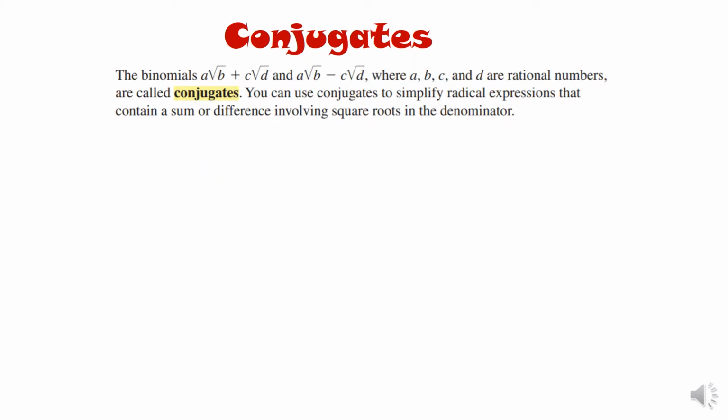But the binomials a square root of b plus c square root of d and a square root of b minus c square root of d are called conjugates. If you look at them, they're exactly the same except for the sign in the middle. The sign is opposite. You can use conjugates to simplify radical expressions that contain a sum or difference involving square roots in the denominator. So notice it says there's an expression containing a square root in the denominator. So we'll get to that in a minute.